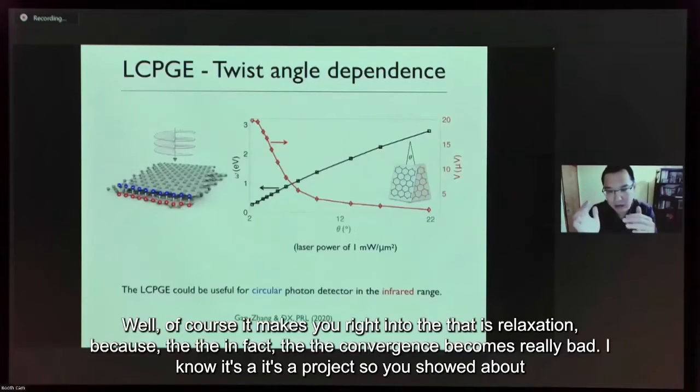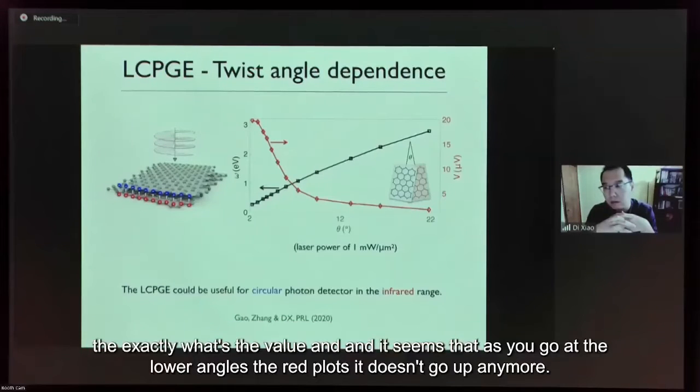I know it's a practical issue, but we should still have LCBGE below theta equal to 2 degrees. But exactly what the value is, we don't know yet. It seems that at the lower angles your voltage starts to saturate. If you see the red plot at 2, it doesn't go up anymore. Is that a numerical issue, or is there physics for it? So far, I think as long as we go below 2, we are pretty confident about the calculation.